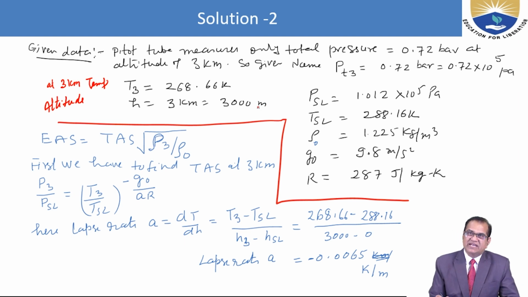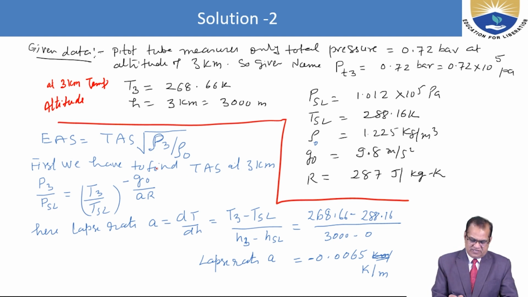So these things are given, and we know that equivalent air speed is equal to true air speed under root rho 3 by rho naught. Rho 3 means the density at 3 kilometers, and rho naught is the density at sea level. First we have to find the true air speed at 3 kilometers.